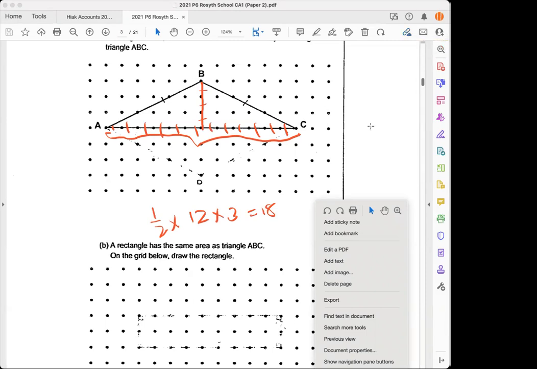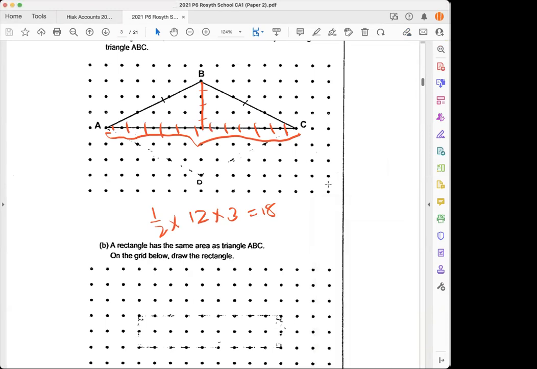Now, to draw a rectangle with an area of 18, you can either do a dimension of 2 by 9, or 3 by 6, or 1 by 18. Up to you, right? Of course, I'm not going to do 1 by 18, because I don't think there are enough grids to do 18 for the length.